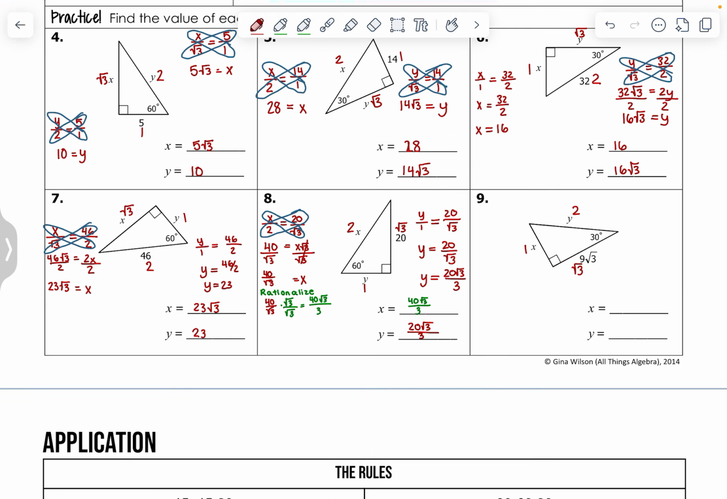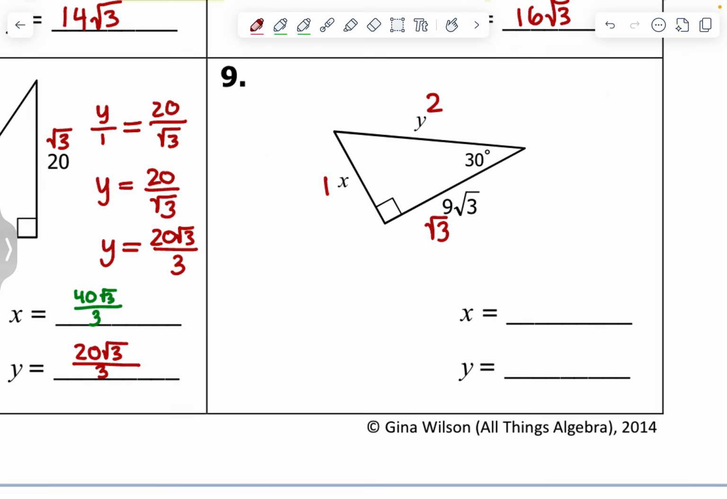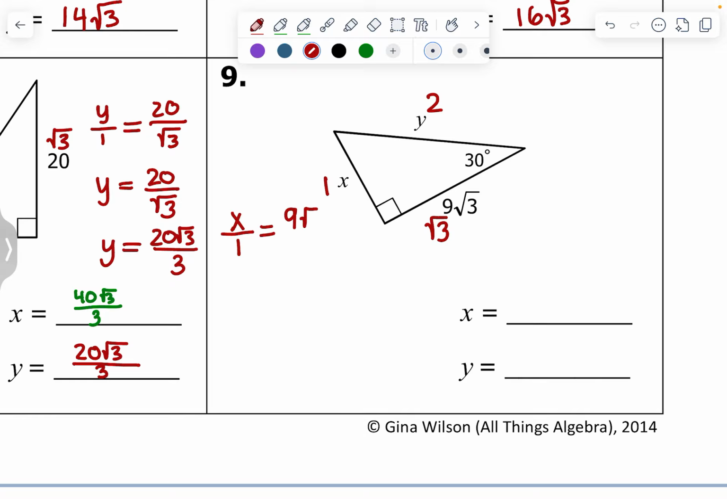All right, here's our last problem. Let's find x first. And so to find the side on our special right triangle, we have to set up and solve a proportion. To set up our proportion, we're going to take our missing side, x, and put it over the rule. And the rule on that side is 1. And that's going to be proportional to our given side, 9 radical 3, over its rule, which is radical 3.